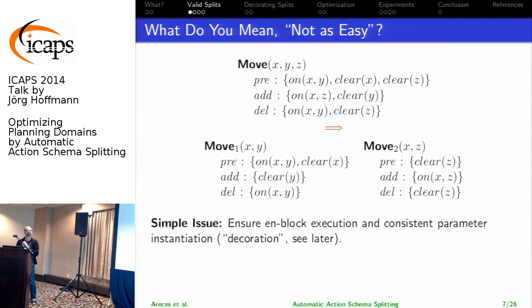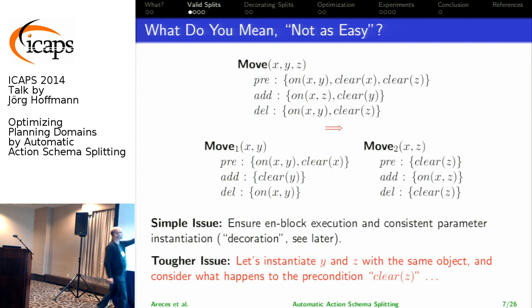So there's an issue that is more subtle. I don't expect you to see it, and I hope you don't see it, because we didn't see it for like half a year. What actually happens is that you have to take care of the special case that some of those parameters get to be instantiated with the same object. So in this case, this literal unifies with that literal, right? Clear Y, clear Z. You instantiate Y and Z with the same object. They are the same ground fact. And then the split schema ends up adding its own precondition, right?